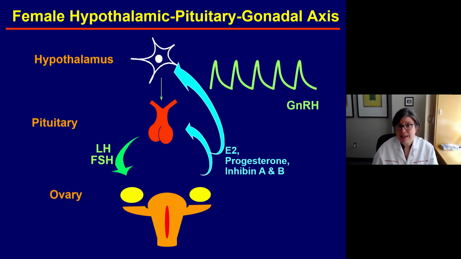And when we think about patients with menstrual disorders, we want to remember that there can be a problem at the level of the hypothalamus, the pituitary, or the level of the ovary or uterus.